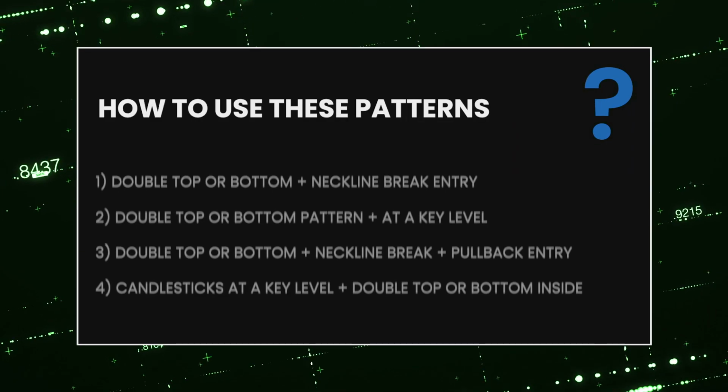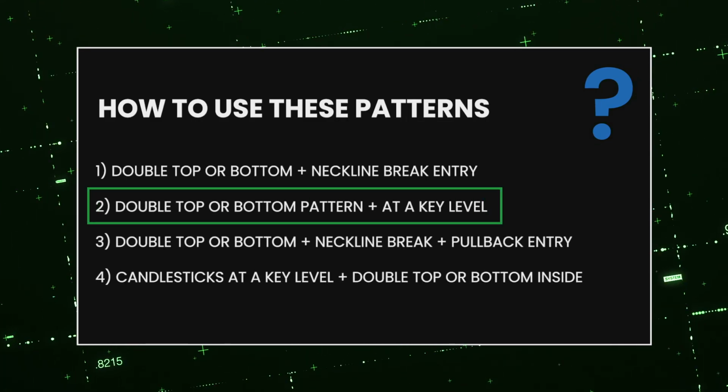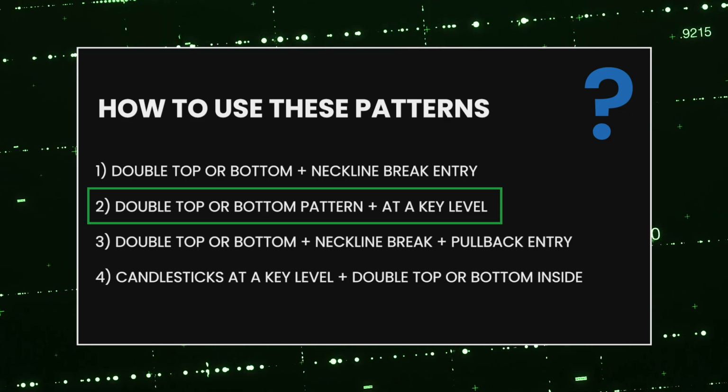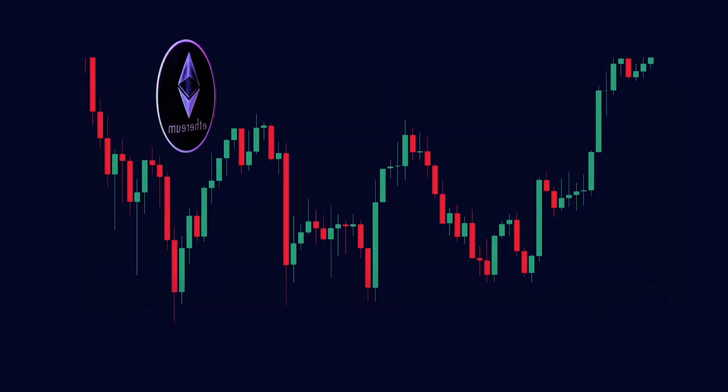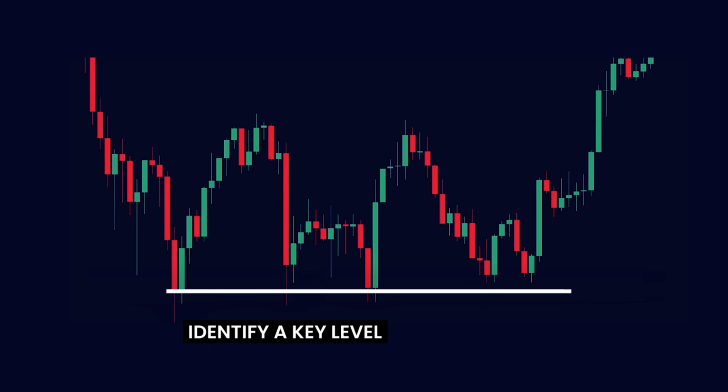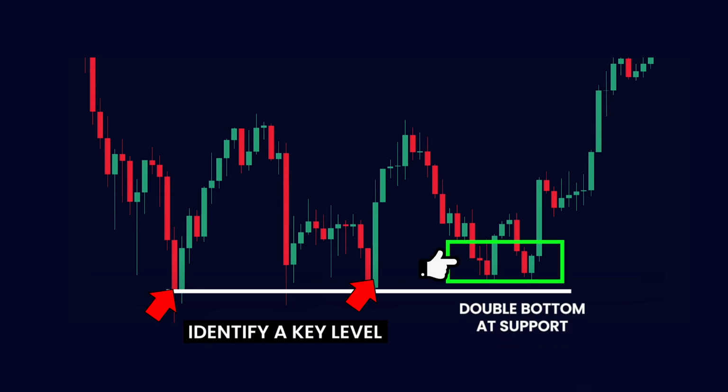Now, let's move to the second method, trading a double top or bottom when it aligns with a key price level. This setup appeared on Ethereum. First, you identify a key level where price has reversed multiple times. As price revisits this level, a double bottom forms at support. To confirm the reversal, place the neckline at the swing high.